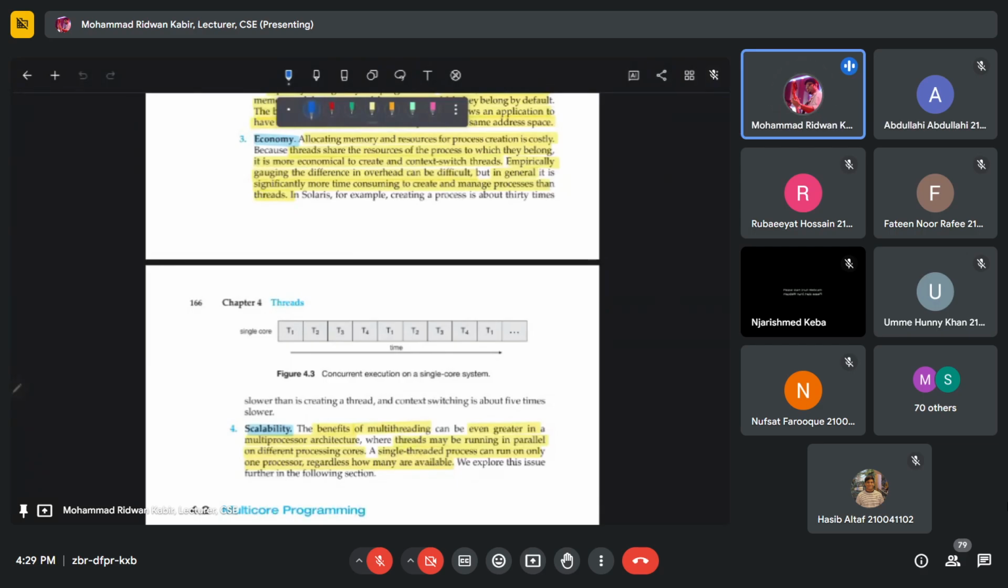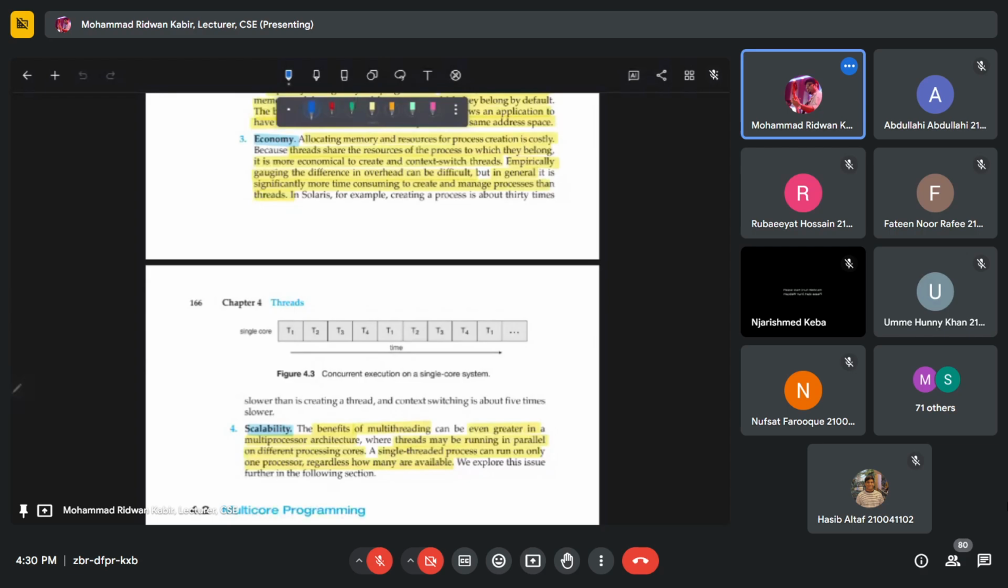So in long story short, in terms of scalability, if you have a single threaded system with multiple cores on your processor, each core will be able to run only one thread, okay, no matter how many cores are available to you. But if you have a multi-threaded architecture and multiple cores in your processor, then each core will be able to execute multiple threads, ensuring scalability of your system, right?